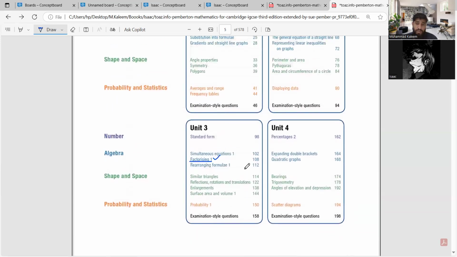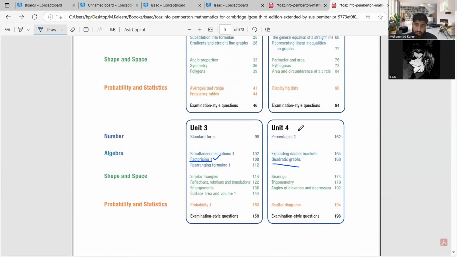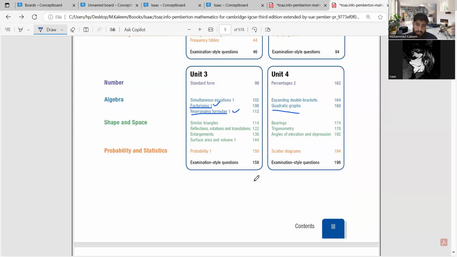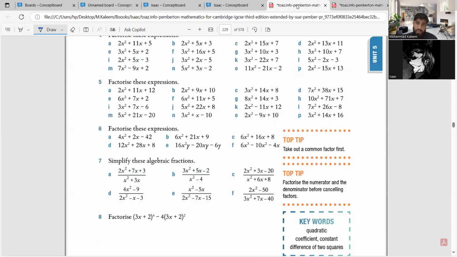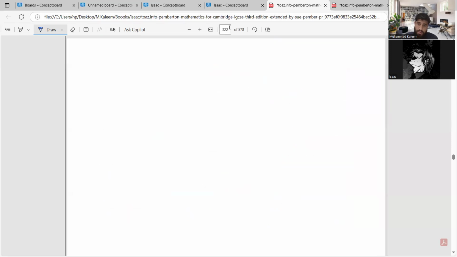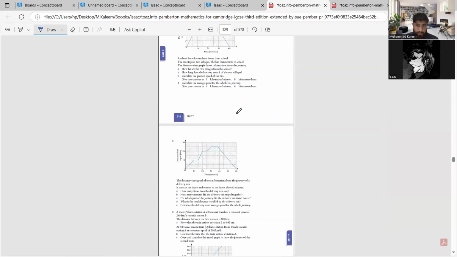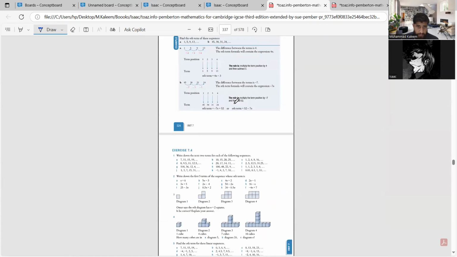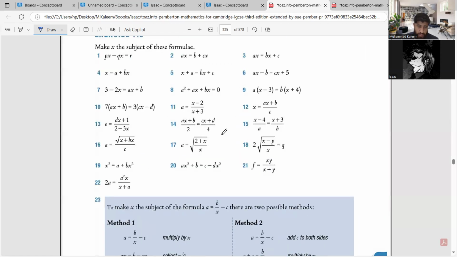Which other topics did you cover with me? Quadratic graphs, I think. Bearings. Rearranging the formula. Rearranging the formula 2 as well, on page number 322. Let's check it out quickly. Yeah, this one.